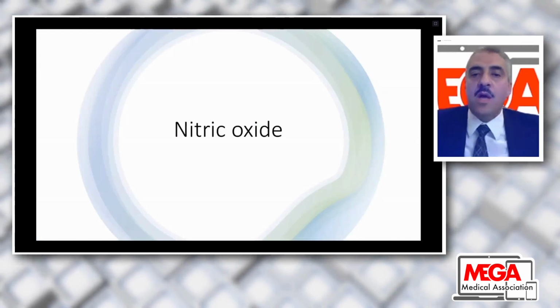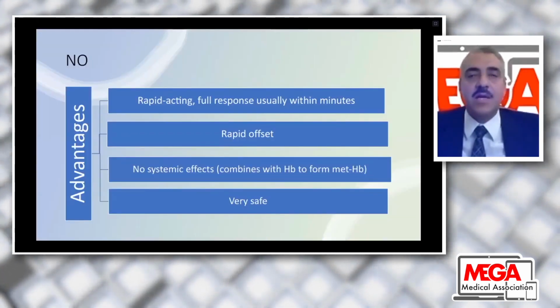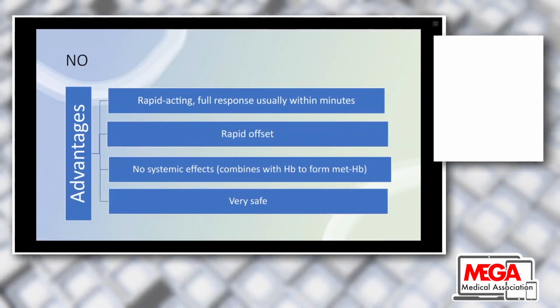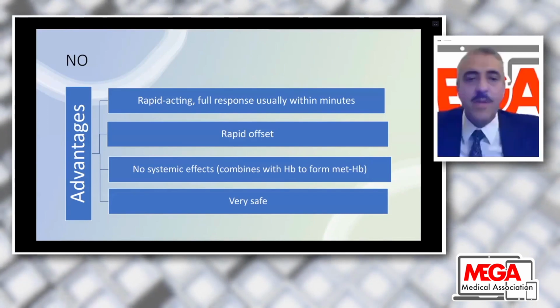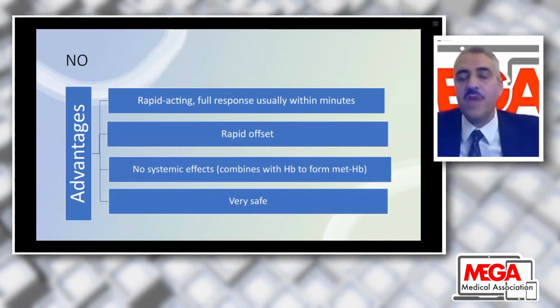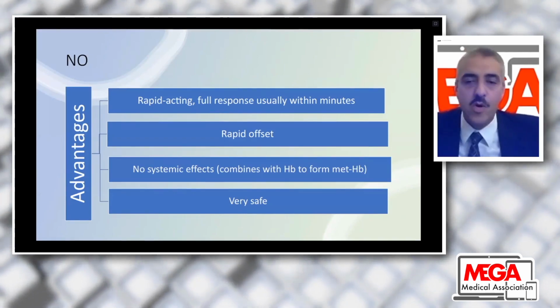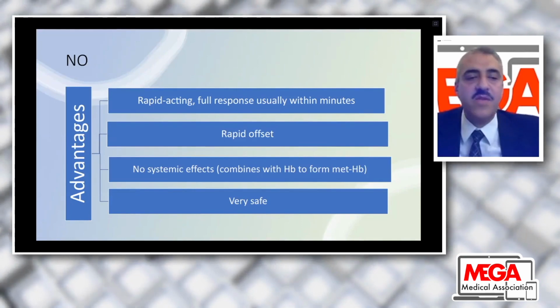Regarding nitric oxide, the advantage is that it is rapidly acting. Within a few minutes it gives the desired effect and also has a rapid offset with no systemic effect, due to combination with hemoglobin to form methemoglobin. The overall profile of nitric oxide is a very safe drug.